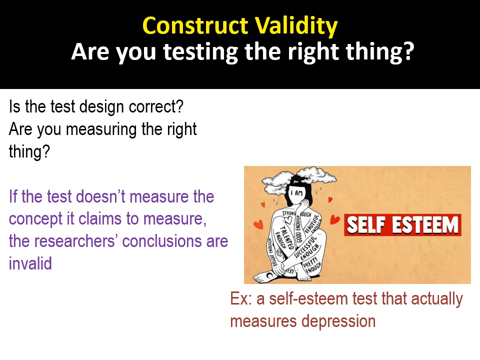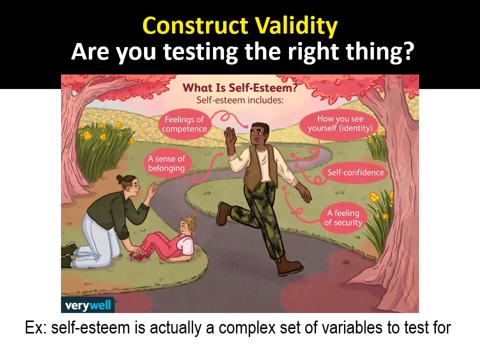Somebody can come along and say, yeah, but you're not really testing that. So for example, a self-esteem test, but it's actually measuring depression or happiness. It's not actually measuring self-esteem. This has actually happened before. That's a real life example.